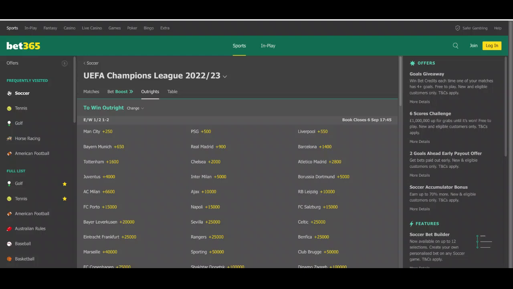Now, Liverpool, who were the beaten finalists in last season's tournament, they are plus 550 to win the Champions League. That seems a little bit high to me at the moment, the way that Liverpool are playing. Bayern Munich plus 650, the reigning German champions. Real Madrid, who won the tournament last season, they are plus 900. I think that's a little bit low for Real Madrid.